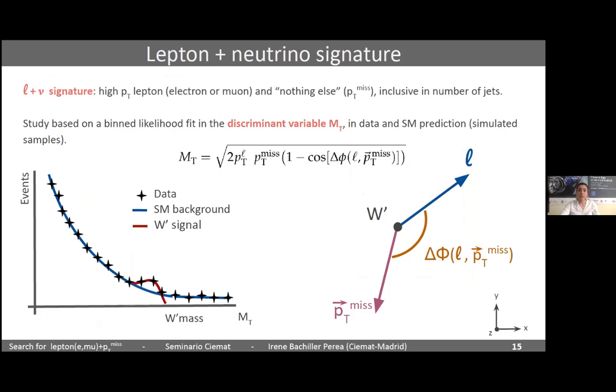So the strategy of this analysis is to search for the signature of one lepton plus one neutrino, where the lepton is either an electron or a muon. And the study is based on a binned likelihood fit between the standard model prediction and the data. The discriminating variable is the transverse mass defined here between the lepton and the missing PT.